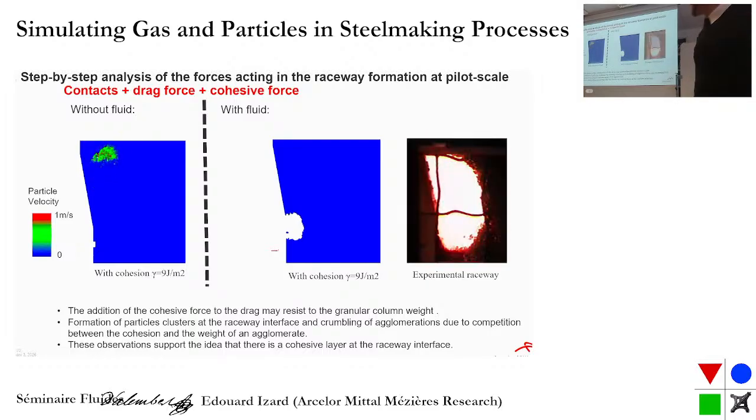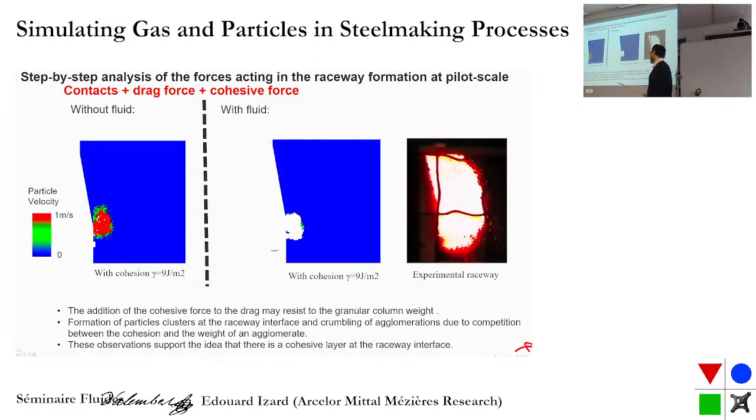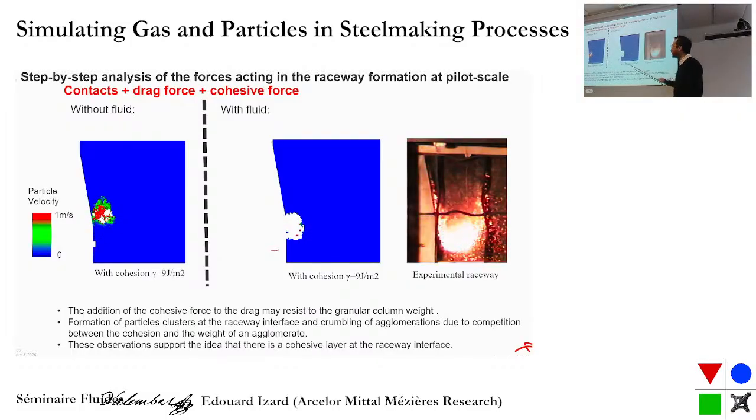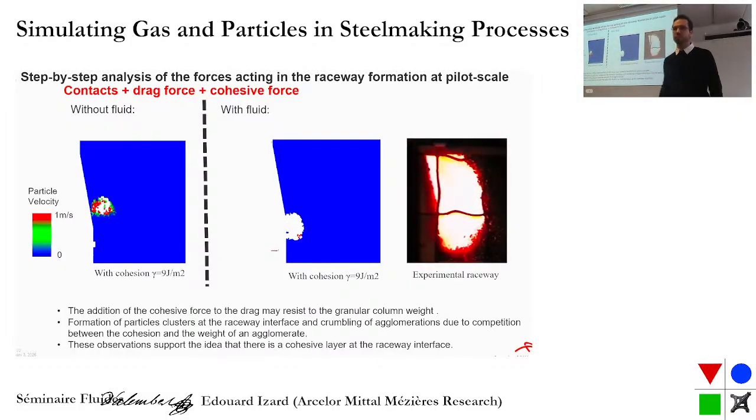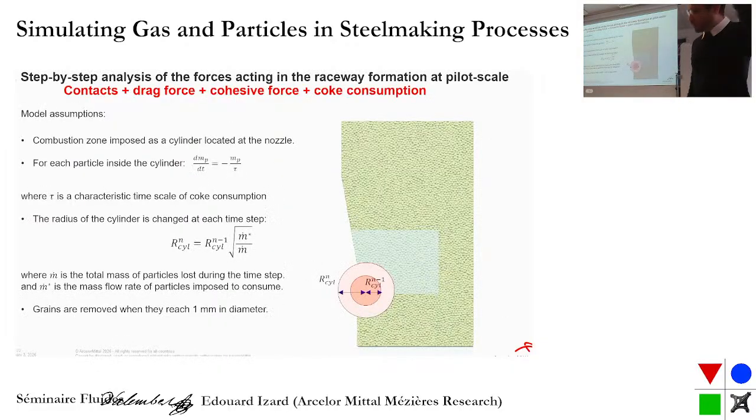Okay, so it means that we have a sort of phenomenon where we have a cohesion layer at the raceway interface to have this balance working. Then now, to compare with the pilot scale, we need to add the consumption of the particles.